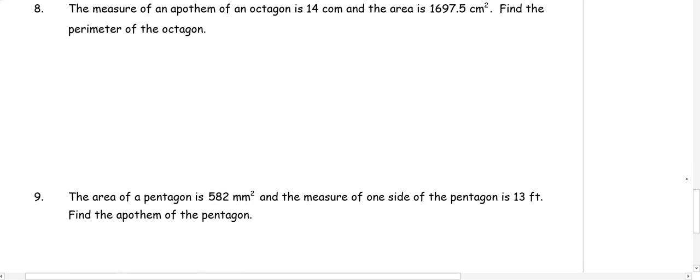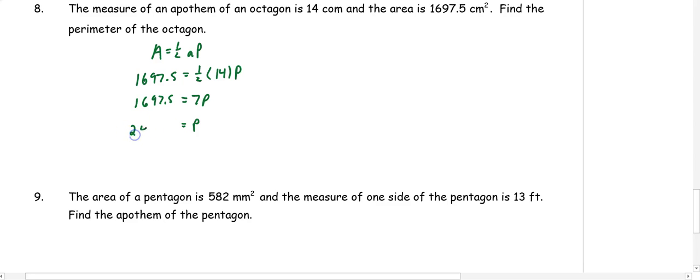Number 8, the measure of an apothem of an octagon is 14 centimeters and the area is 1,695 centimeters squared. Find the perimeter of the octagon. So remember that the area is equal to 1/2 apothem times perimeter. So we have 1,697.5 equals 1/2 times 14p. Half of 14 is 7. So when we divide both sides by 7, we get that our perimeter is equal to 242.5 centimeters.